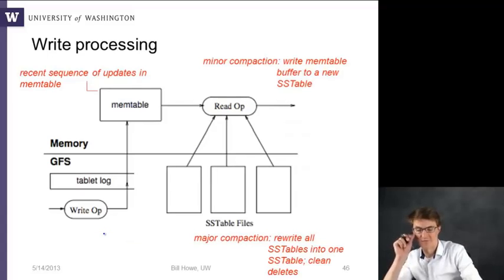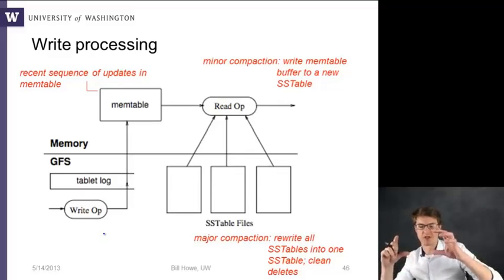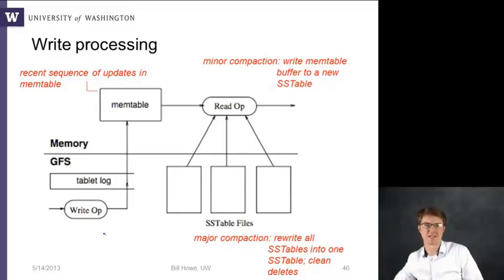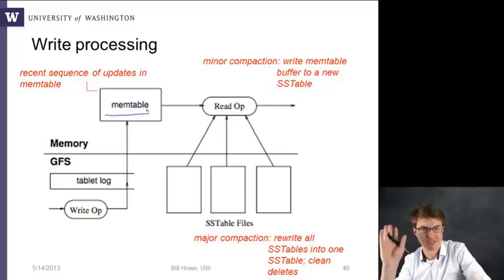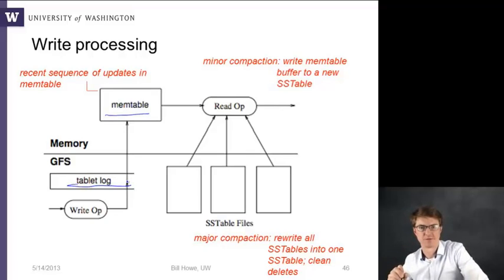Okay, so how are reads and writes handled in this system? Well, there's a table in memory that stores a sequence of updates as they occur. Okay, and a write operation adds a record into the memory resident table, but it's also written to a log for fault tolerance purposes. So if this server goes down, it reads the tablet log and can reconstruct what's going on.